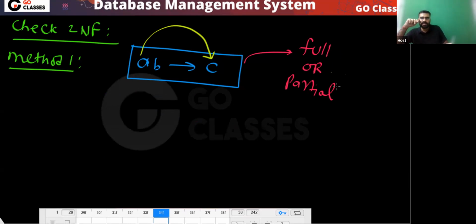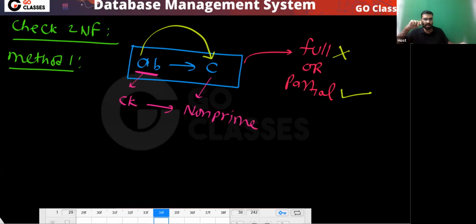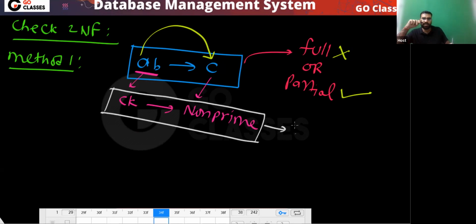So this dependency is partial. This dependency is not full. This is a partial dependency. So this AB determining C, can you notice this is a candidate key? And this is a non-prime attribute. This FD exists: candidate key determining non-prime attribute. This FD is a partial FD.